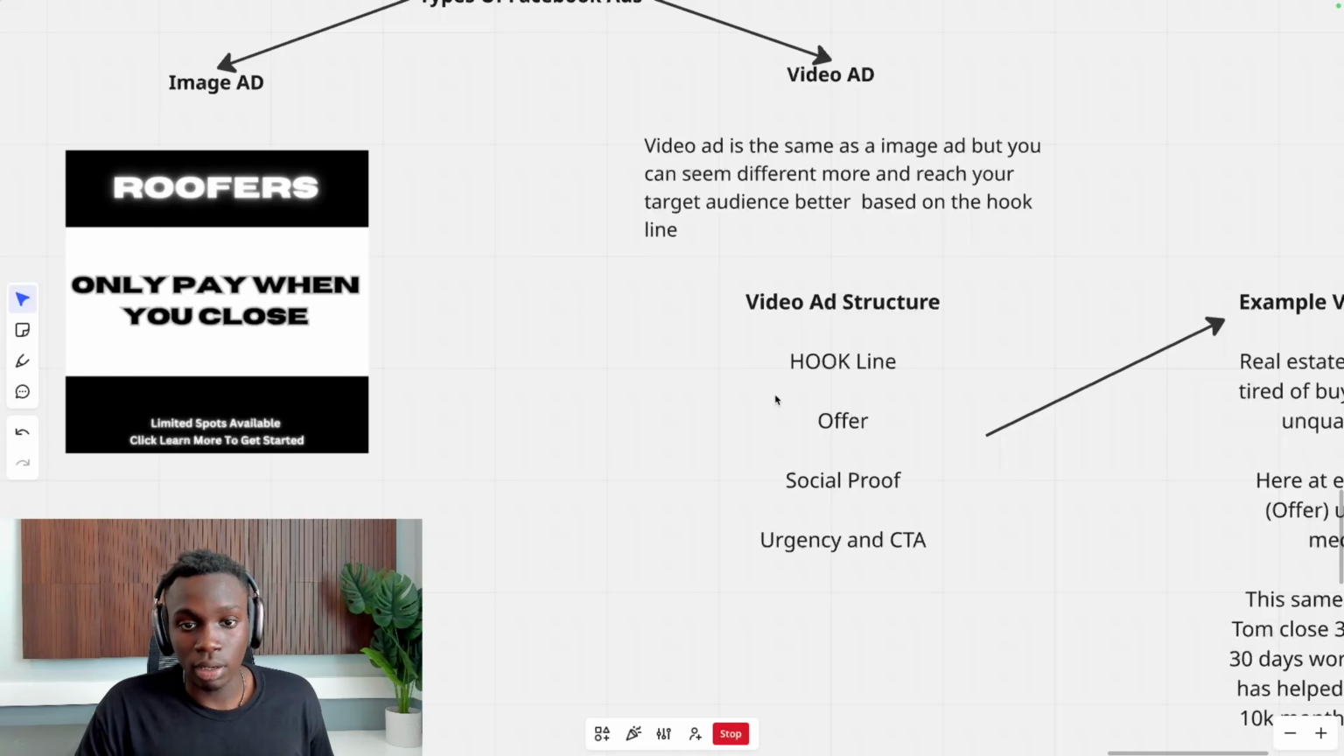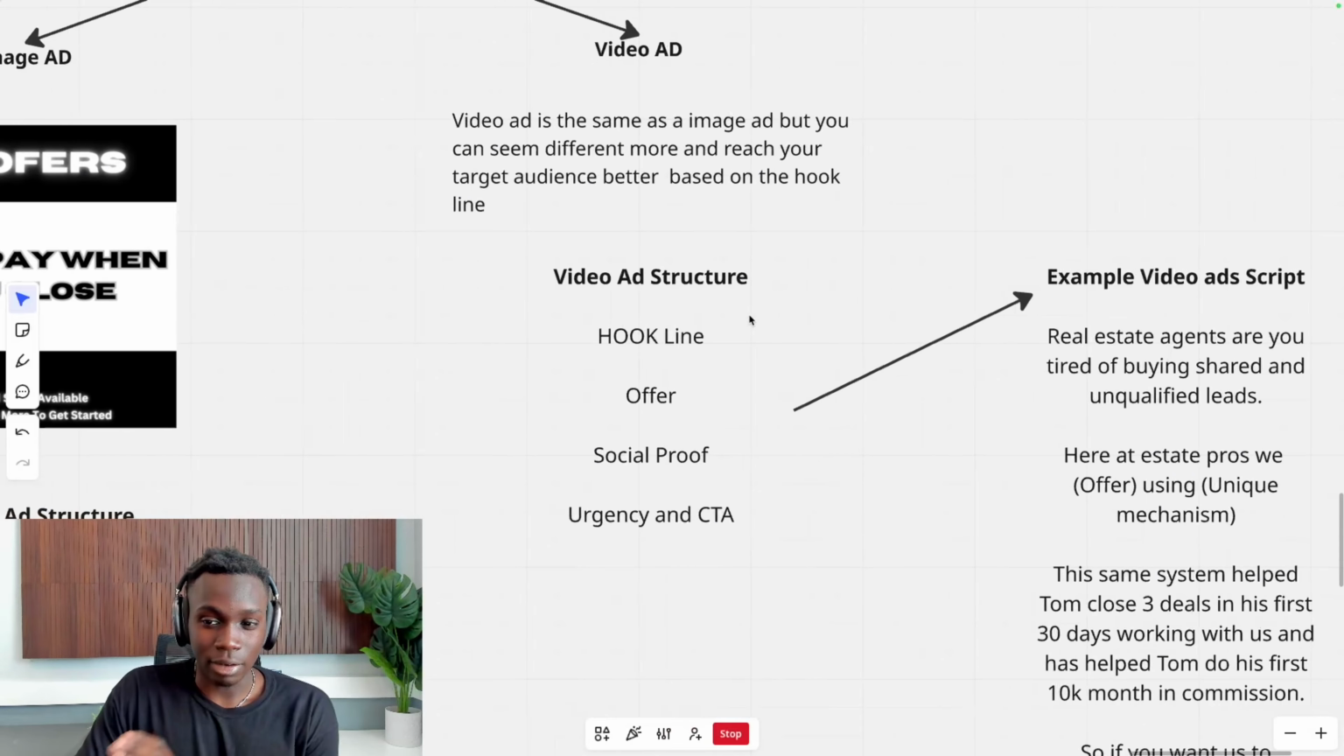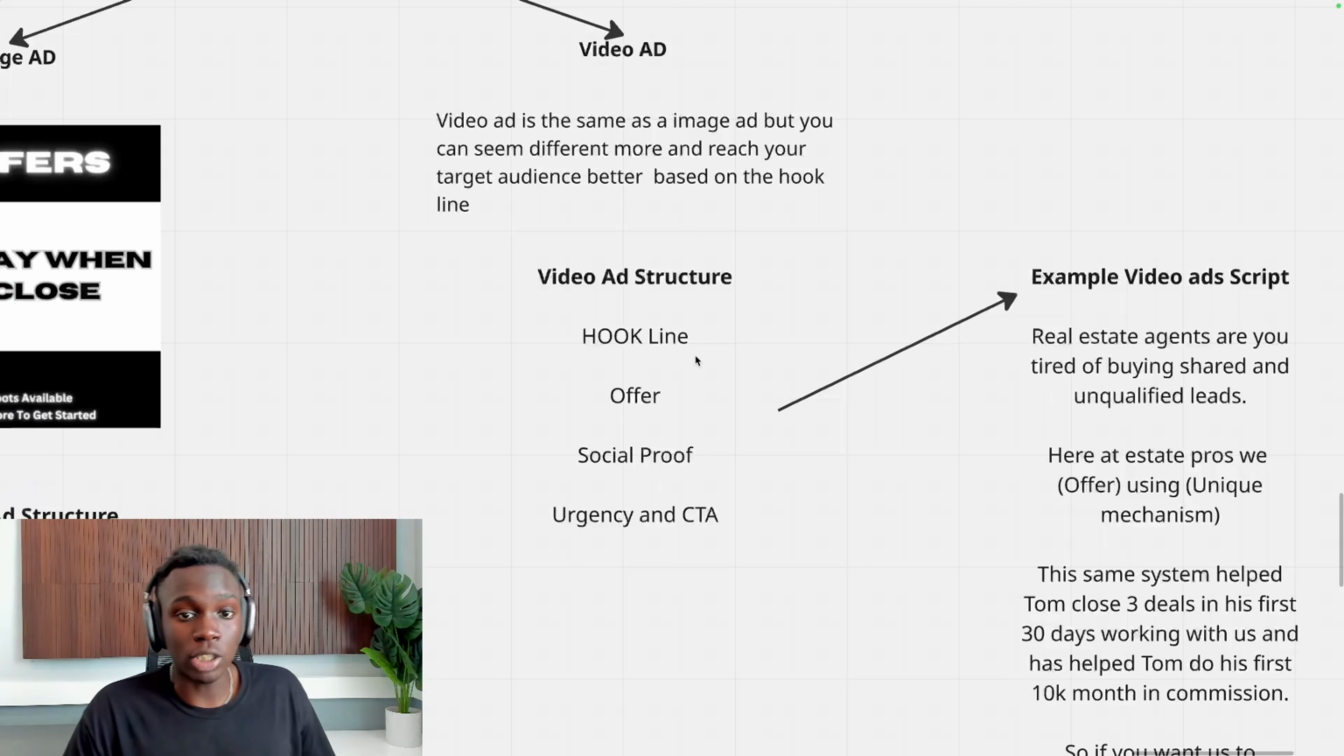And then a video ad structure is the same thing as the image ad, but you can seem way different. You can play around with your hook lines to try to get a different type of person. For example, you can run a hook line saying, have you been facing this XYZ problem?